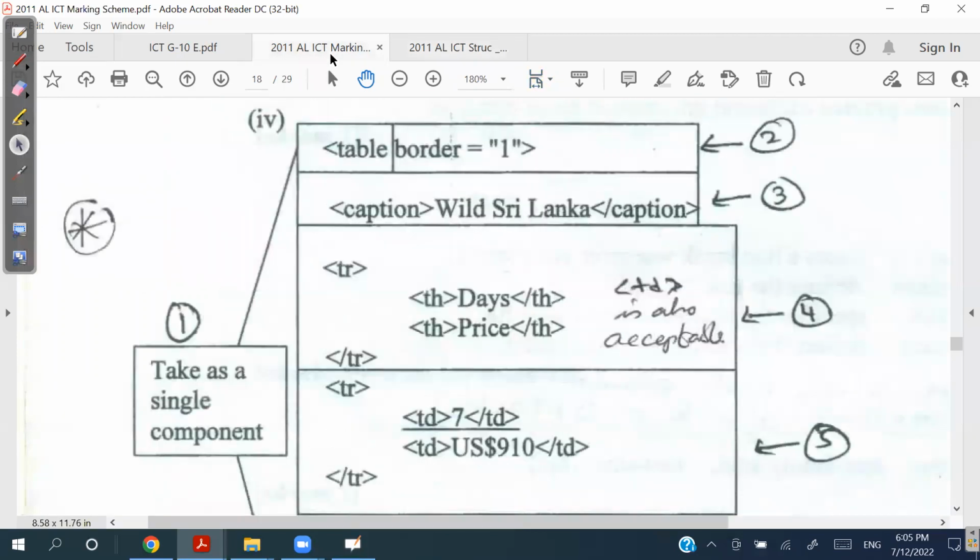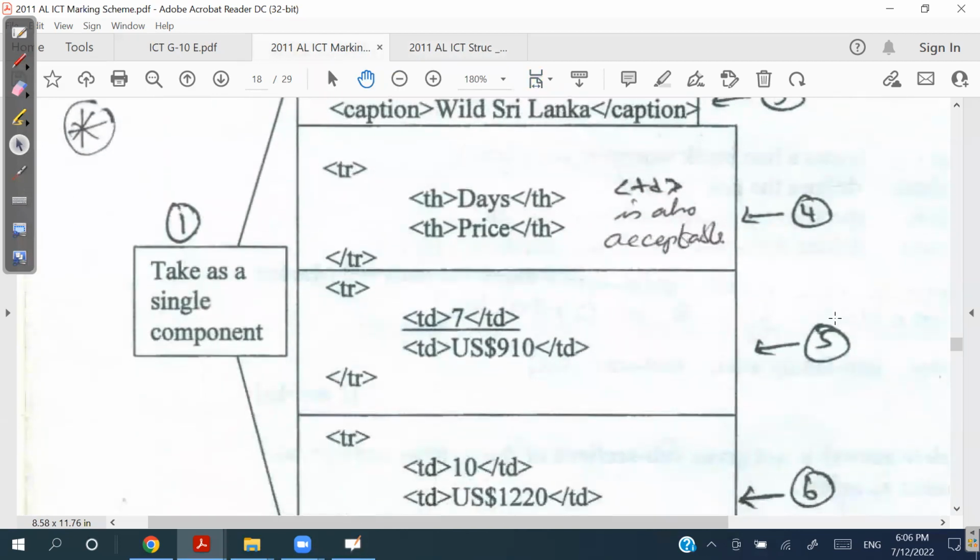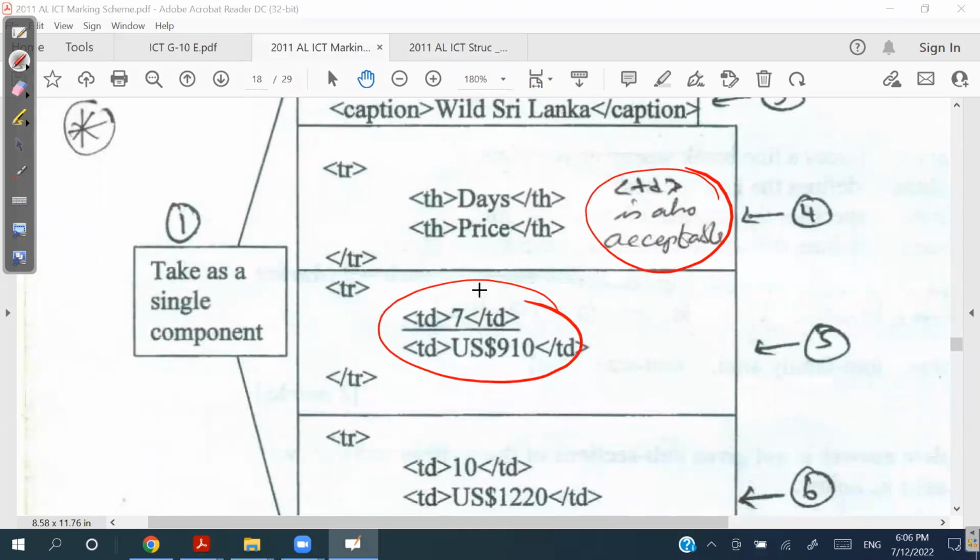Right, so when you're writing the code segment, the things should come like this: table border equal 1 must be there, since we can see the border, and the caption Wild Sri Lanka, as the question says. Then days and price will act as th, and here they have said td is also acceptable. So then other things are easy, just 2 lines.